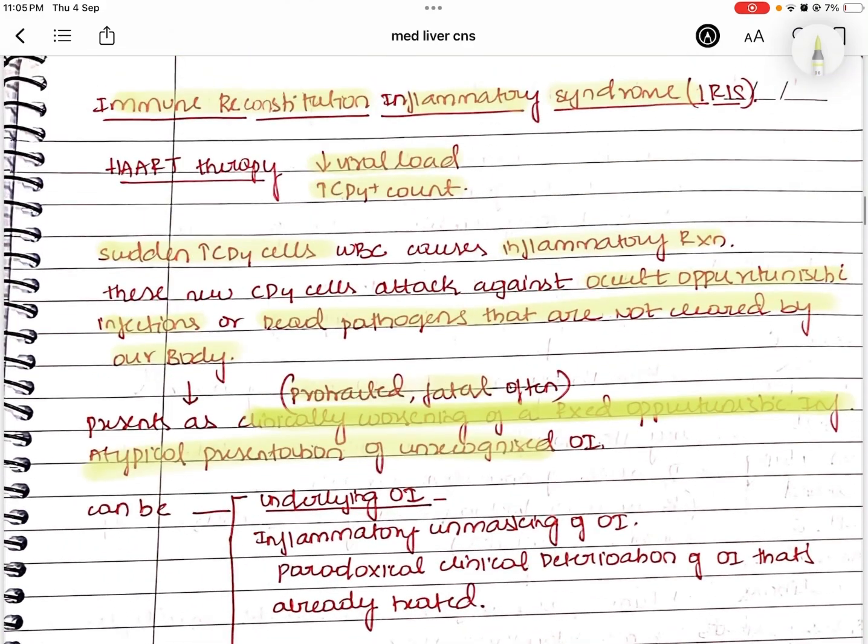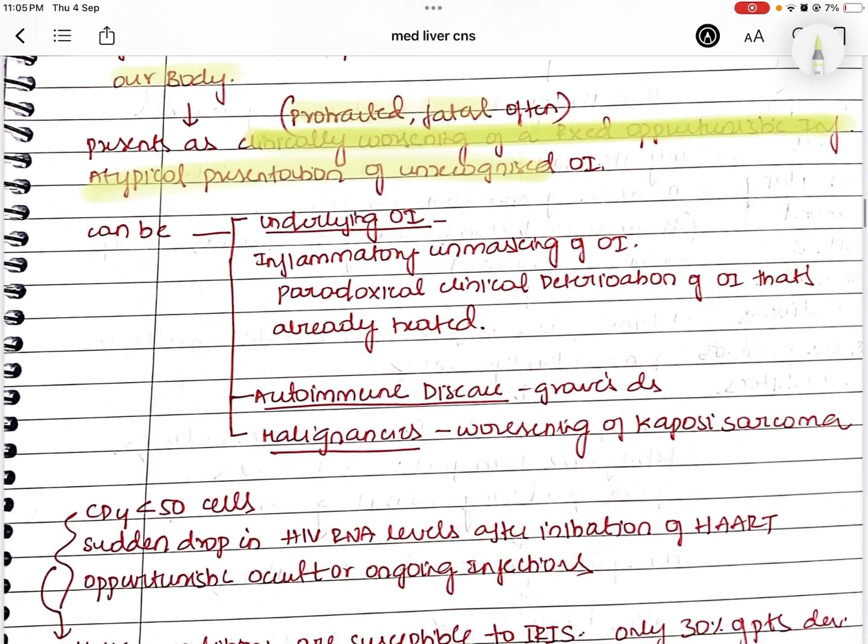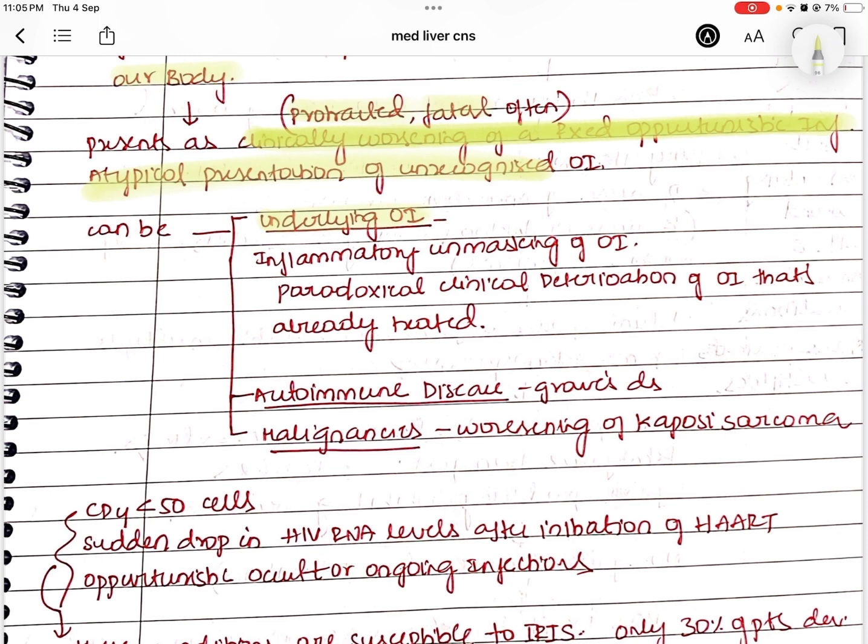So this IRIS, immune reconstitution inflammatory syndrome, can be because of underlying opportunistic infections. Again, it is because of the inflammatory unmasking of opportunistic infection. What is the meaning of this line? There is some occult opportunistic infection present in the body which will be unmasked because of the effect of increased CD4 cells. Normally, if there are low CD4 cells and there is an occult opportunistic infection, there will be no rise of these symptoms because there are not enough cells to fight against these infections. But in this case, because of the increasing CD4 count, it will fight against these occult infections and cause inflammatory unmasking of opportunistic infections.